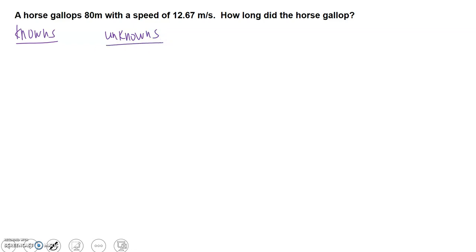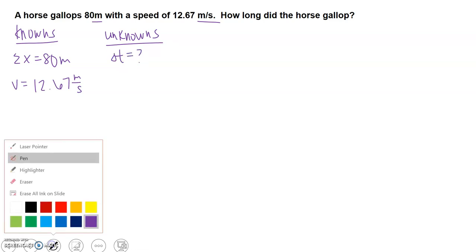So from this problem, I know that the horse travels a distance, delta x, equal to 80 meters. And I know this happens with a speed v of 12.67 meters per second. If you're having trouble picking out your knowns, be sure to look at the units. Meters is a unit of length, while meters per second is a unit of speed or velocity. It's asking how long did the horse gallop? So I'm looking for the time interval, delta t.